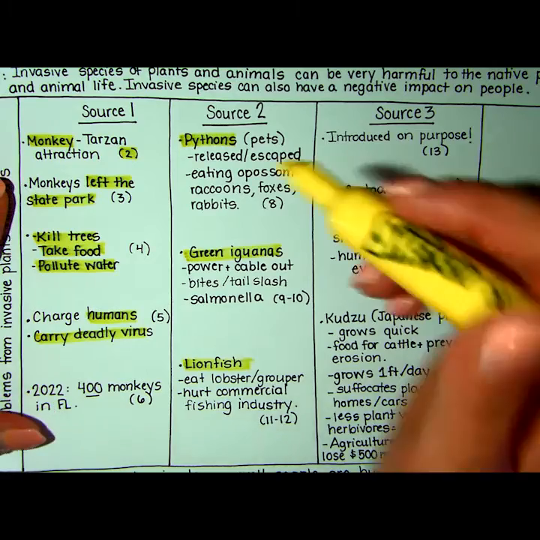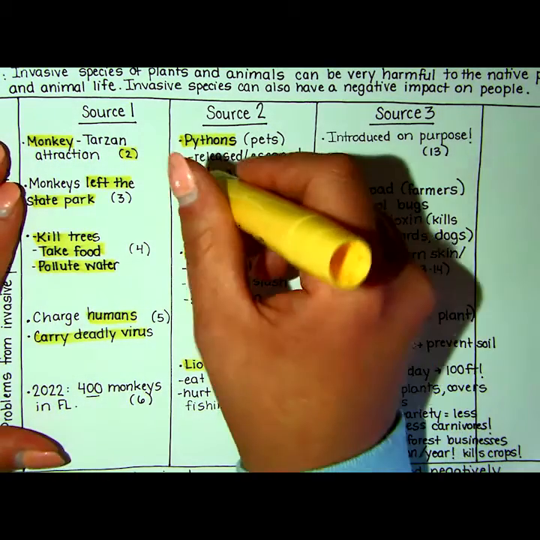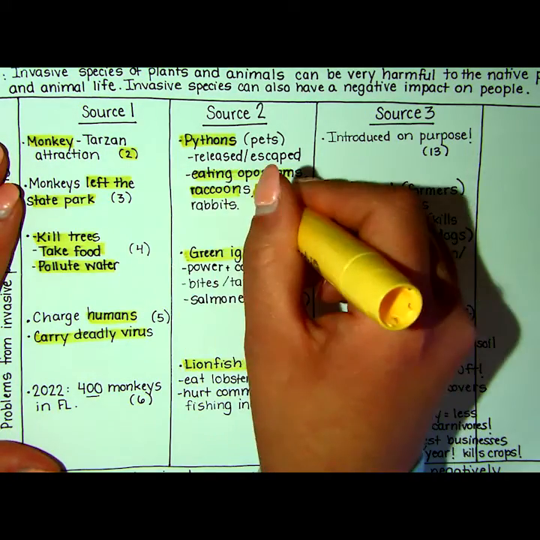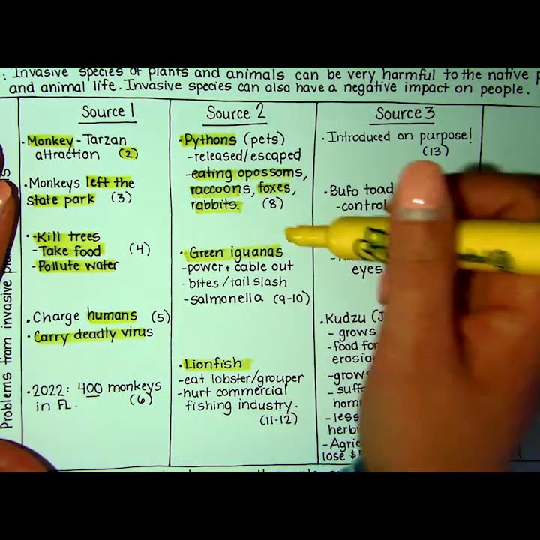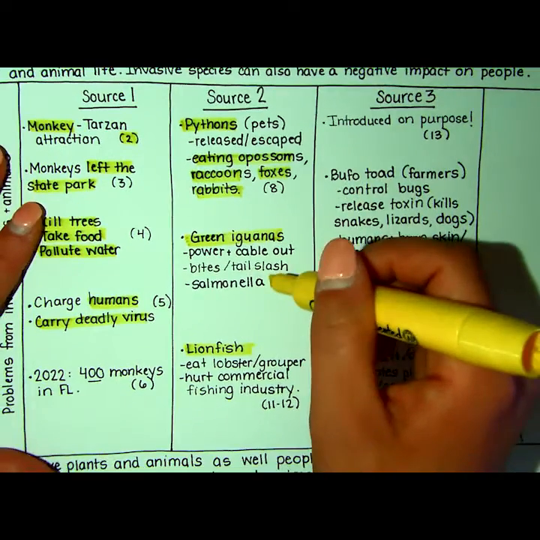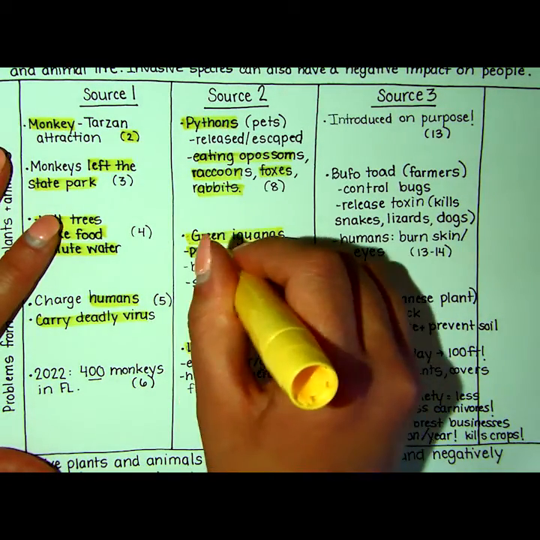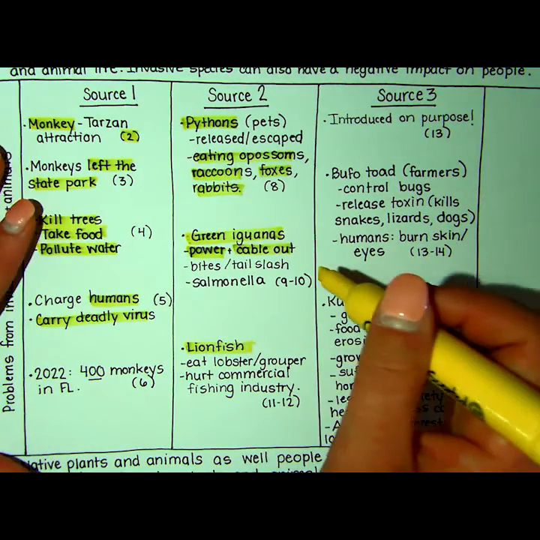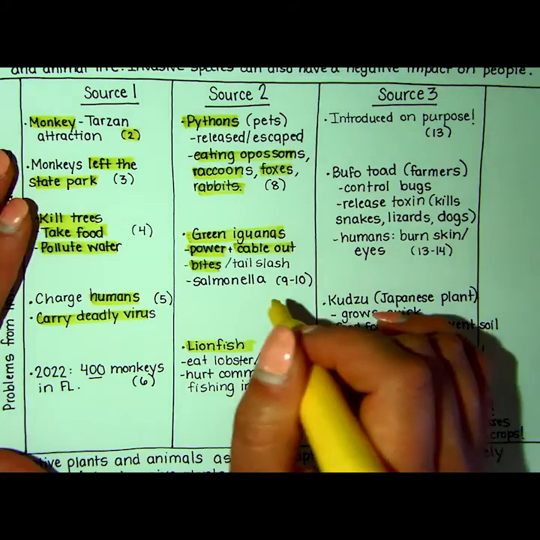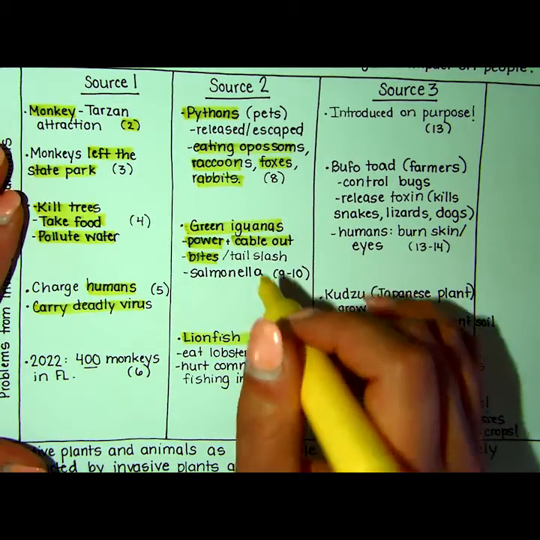Well, they're eating some of the animals that are native, such as possums, raccoons, foxes, and rabbits, causing the population to decrease or decline. Green iguanas, they're chewers, right? They're causing power and cable outages from chewing on those cables. They're also biting probably other animals, maybe dogs, cats. They're a threat to those.